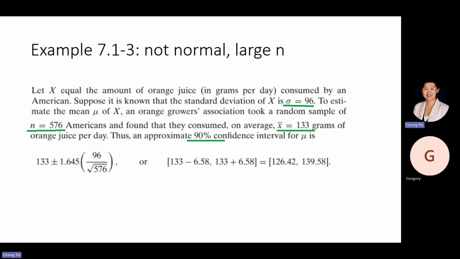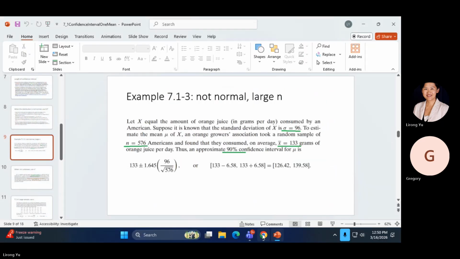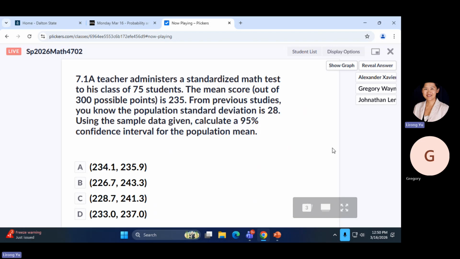Are we okay? Do you have any question? Okay, so the sample mean plus or minus the z times the standard deviation divided by the square root of the sample size. And that's how we can calculate the lower bound and upper bound of the interval. Any question? Okay, so these are the formulas.